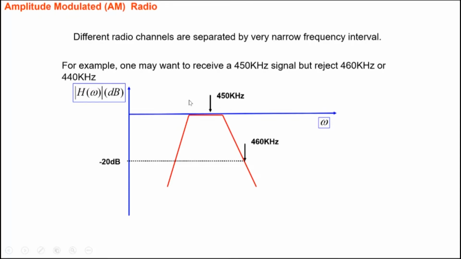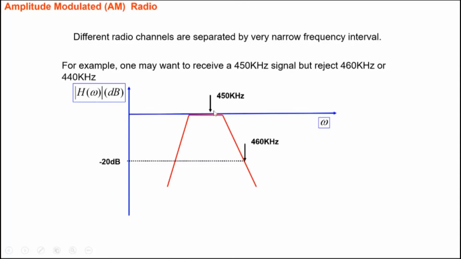Thereby our circuit will take this particular signal and demodulate it, and we'll receive the speech or audio signal that is embedded in it, while this other channel is getting rejected. It will not be received. So what kind of a filter are we looking at? We have 450 kilohertz here at 0 dB, and at 460 kilohertz, we have a 20 dB attenuation.